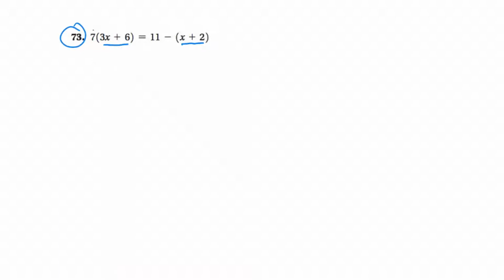But if I have a number out front, I can use the distributive property to multiply that through. So 7 times 3 would be 21x. 7 times 6 is 42, is equal to 11.